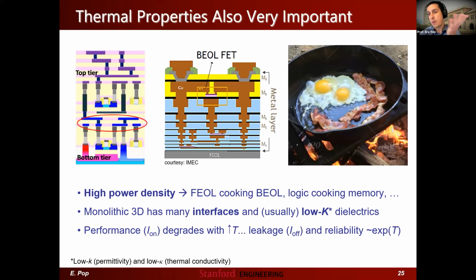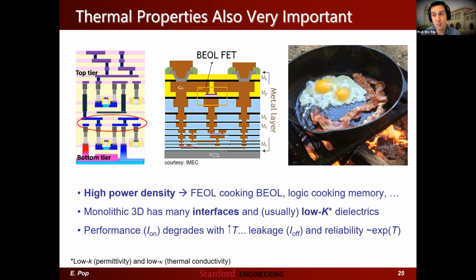And so, you can imagine if you do 3D heterogeneous integration of things into this 3D chip, the power densities become quite large. Essentially, the joke that we sometimes tell among each other is that what we call the front end of the line is cooking the back end of the line, meaning the silicon transistors could be cooking the memory above them. Obviously, logic, like I said, could be cooking the memory. And there are a lot of interfaces in this 3D integration. And usually you have low-k dielectrics.